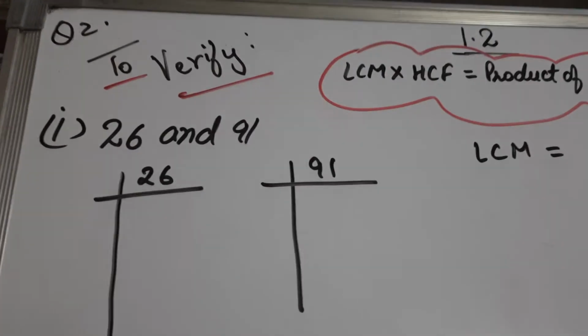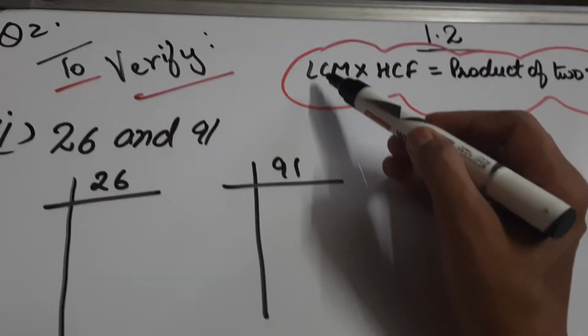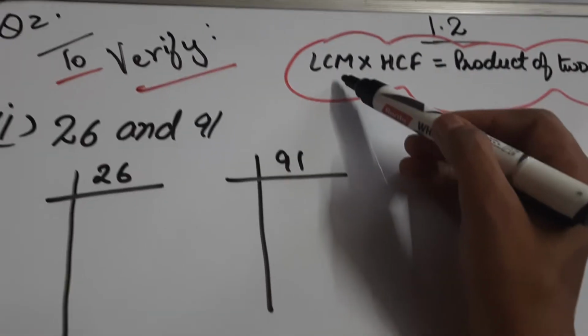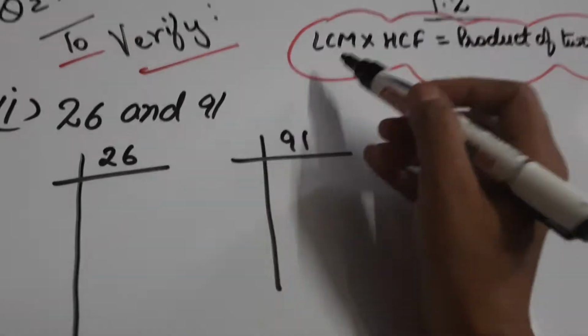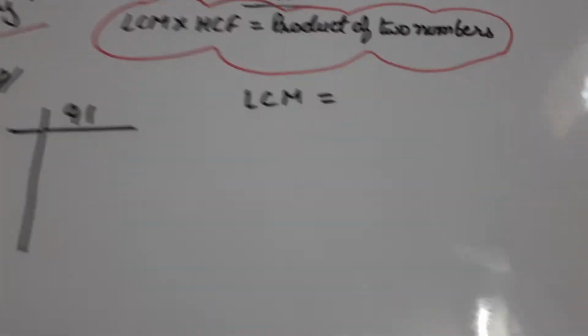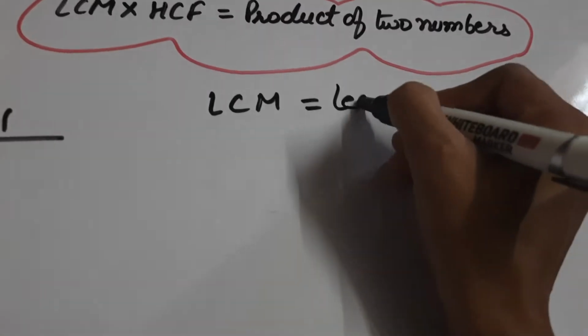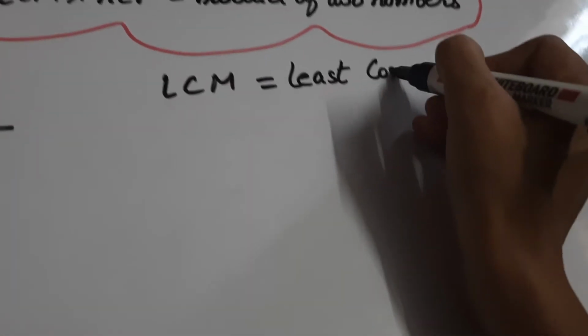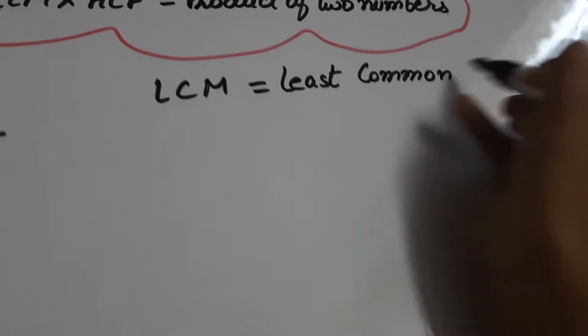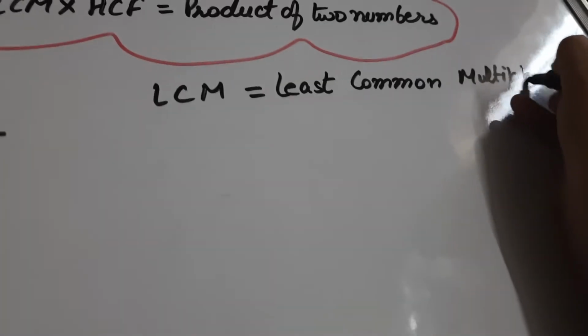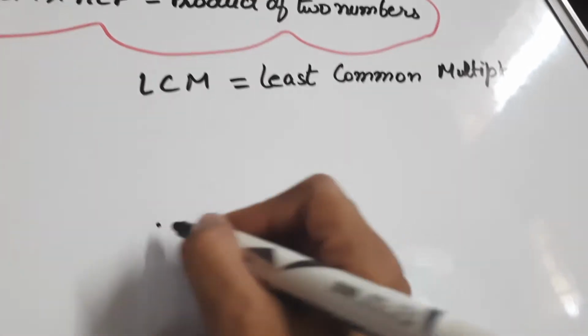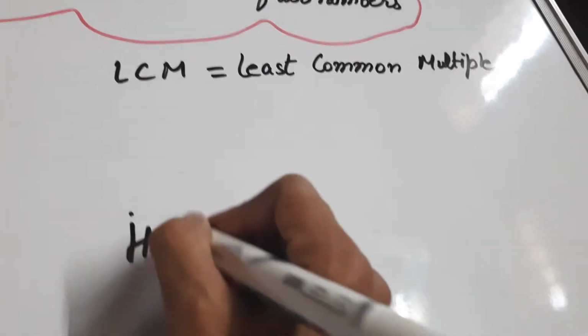So let us first find out the LCM. LCM means least common multiple and HCF means highest common factor. LCM is least common multiple, right? And HCF means highest common factor.